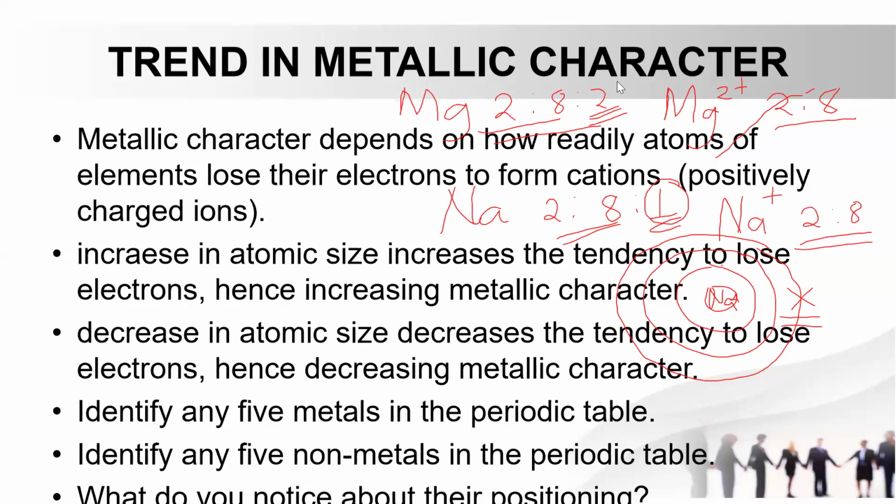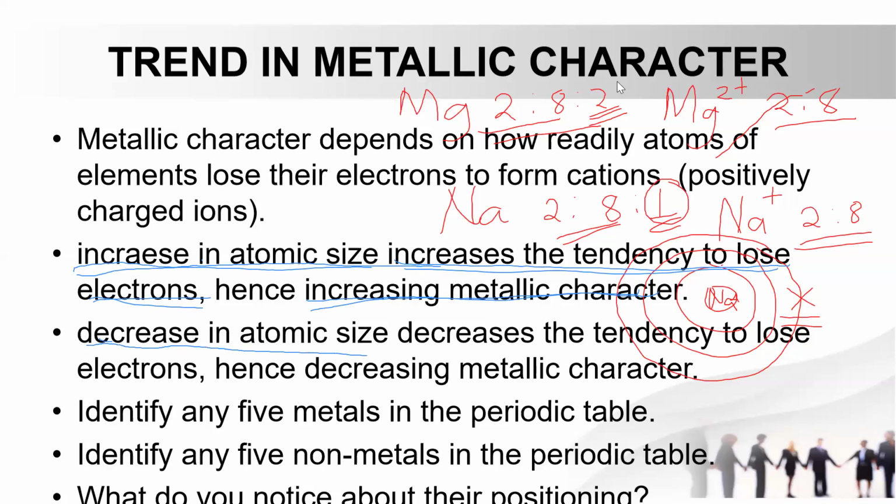Then, of course, we also have to understand that a decrease in atomic size decreases the tendency of losing electrons, hence decreasing metallic character. So you have to take note of some of these. So this one, the spelling is not correct, so I hope you can correct that. So an increase in atomic size increases the tendency to lose electrons. And once the tendency of losing electrons has increased, therefore the metallic character also does what? Increases. Then if we have a decrease, the vice versa is true.